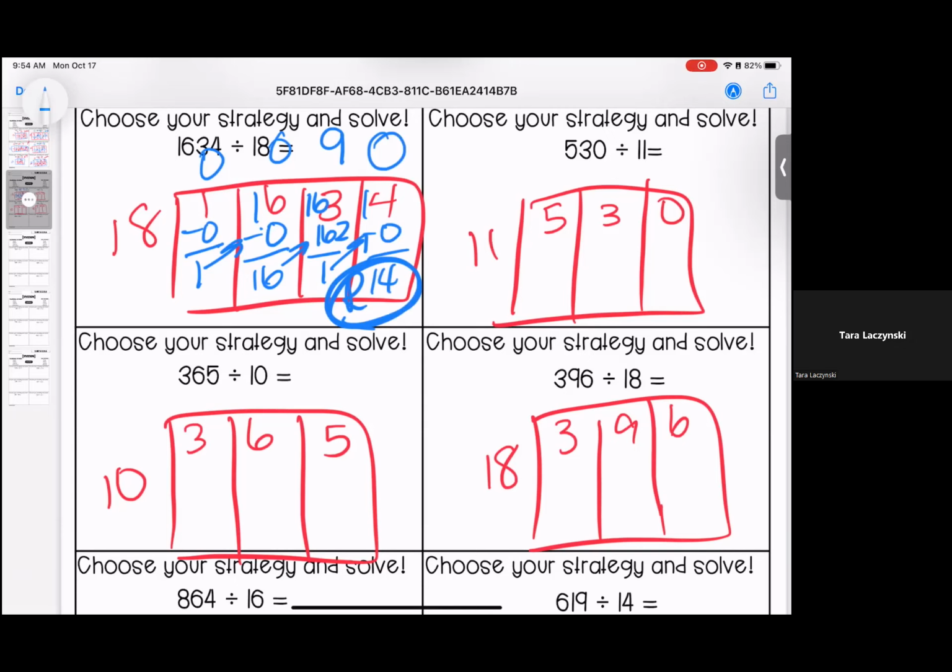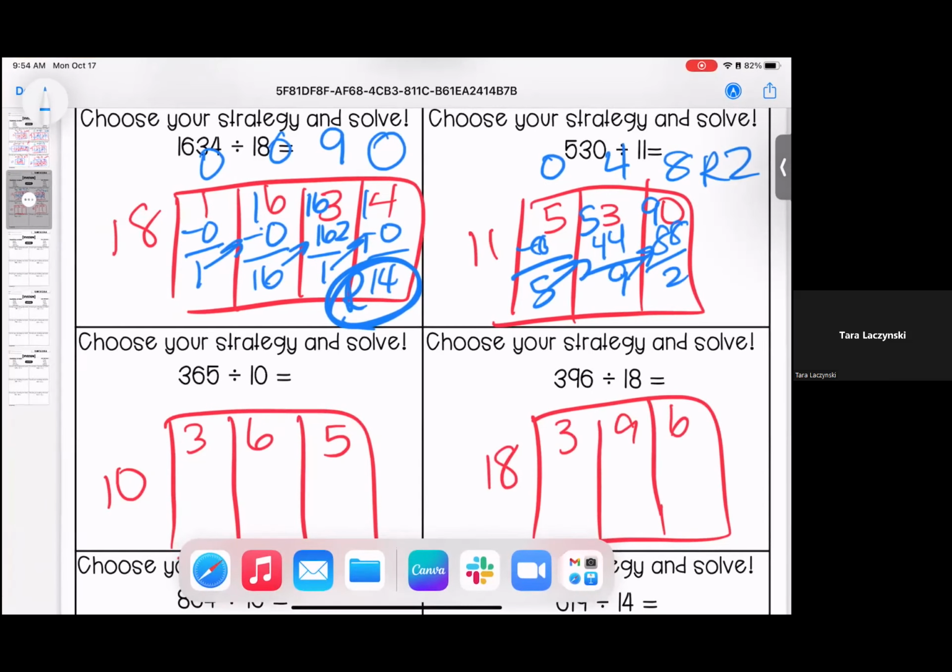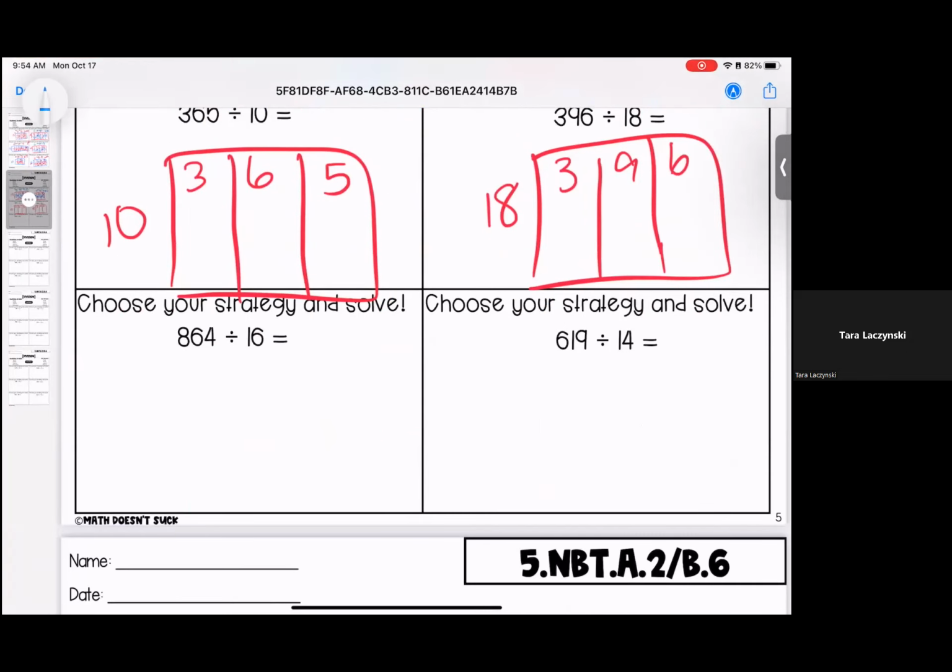530 divided by 11. 11 does not go into 5. It does go into 53 4 times. 4 times 11 is 44. When I subtract, I get 9. I bring it next door. That's going to go in 8 times for 88. And it'll leave me with a remainder of 2. 48, remainder 2.